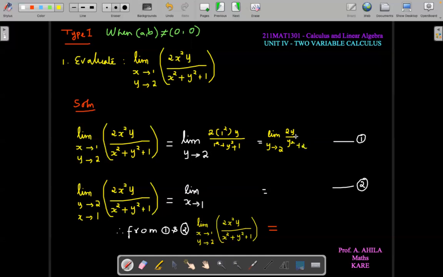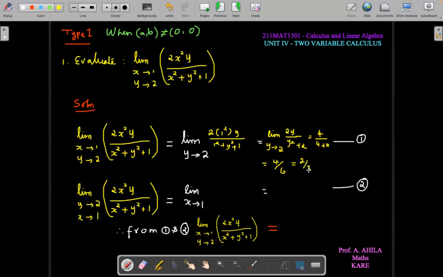Now I substitute y. When I substitute y, I should not write this limit. Okay, remember that. So when I substitute y tends to 2, 2 into 2, that is 4, by 2 square, 4 plus 2. So I get 4 by 6. By cancelling by 2, we get 2 by 3.